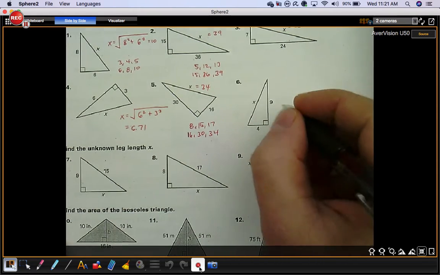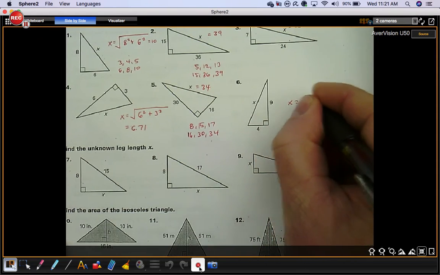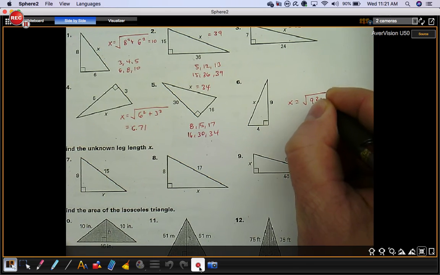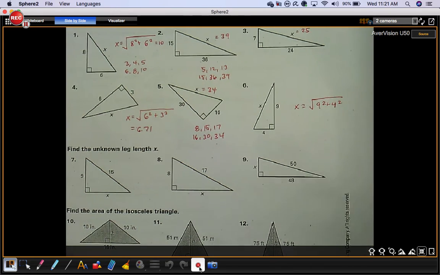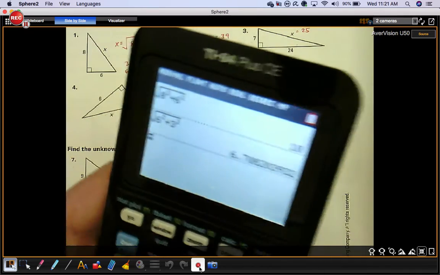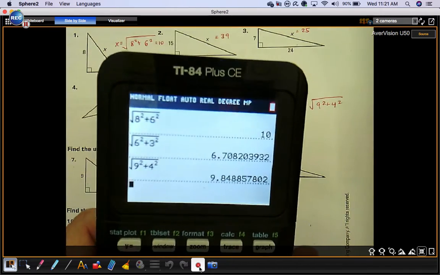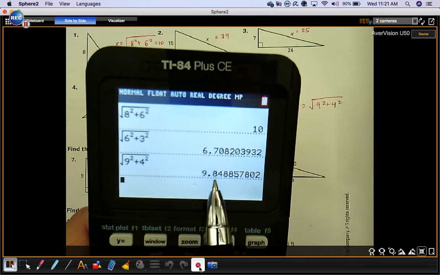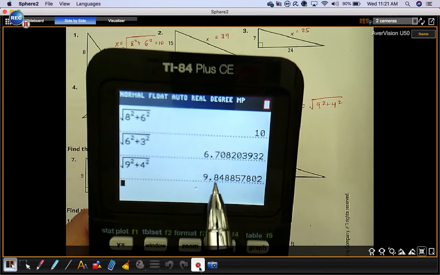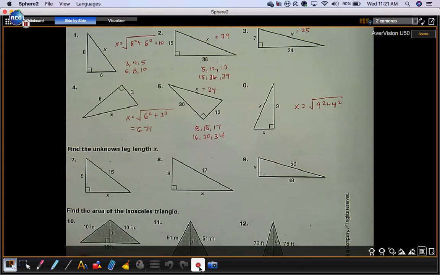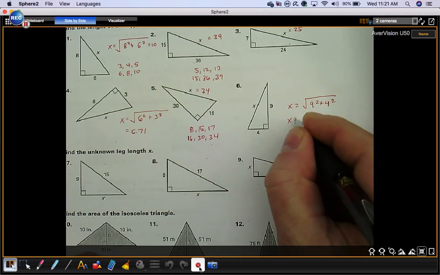Number 6, it's not a triple. So I'm going to square and add, then take the square root. Round to 2 decimal places. So is it 84 or 85? It's going to be 85.